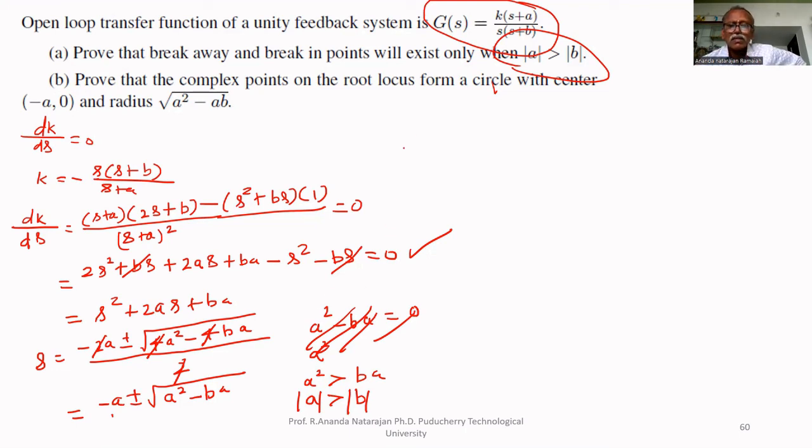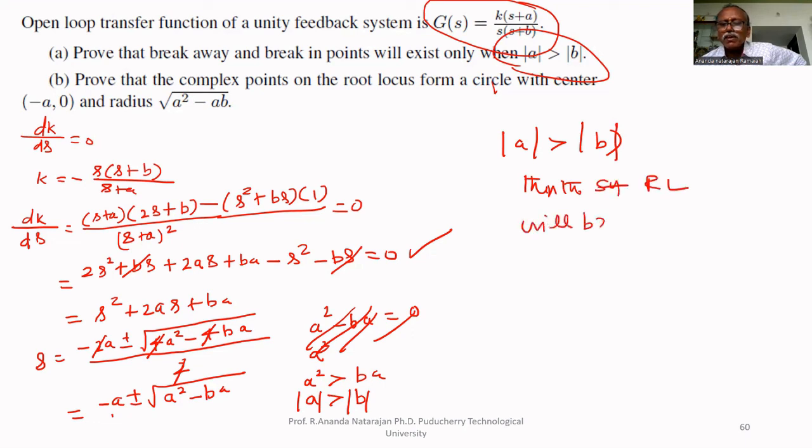In other words, when modulus of A is greater than modulus of B, the root locus will have breakaway and break-in points. So based on this, we can see some sums.